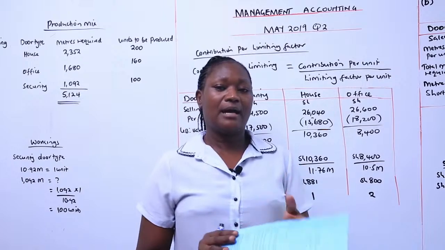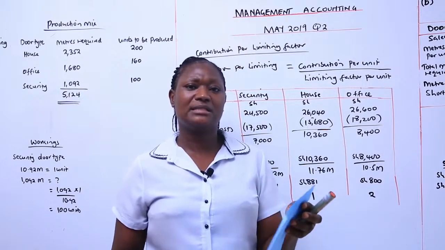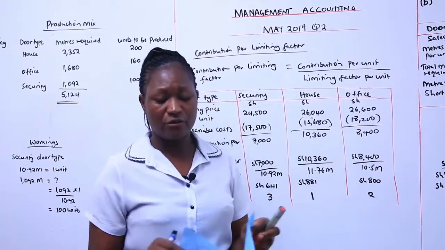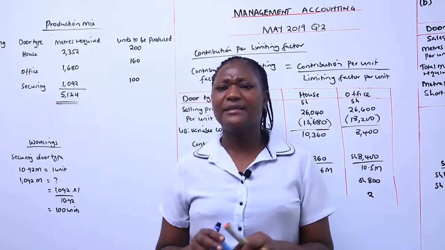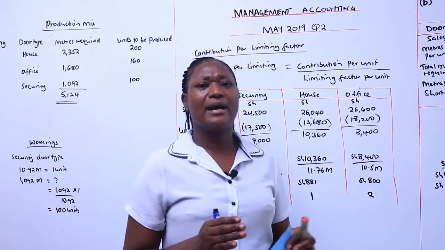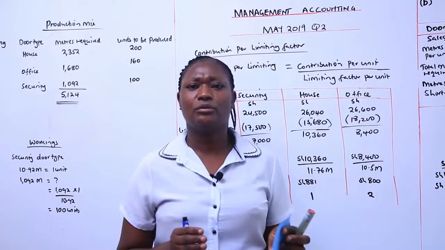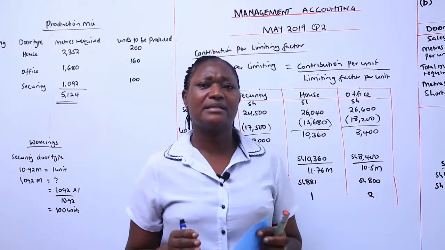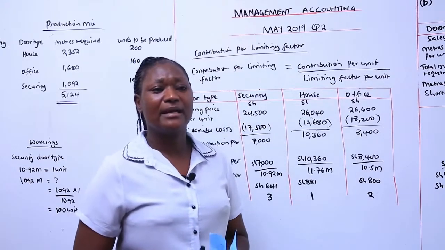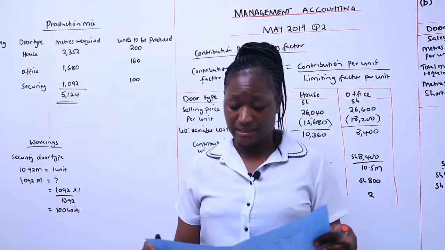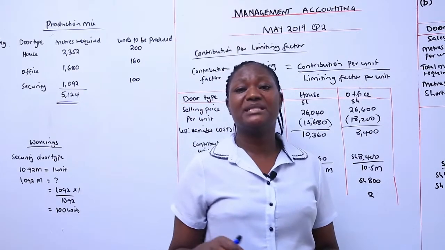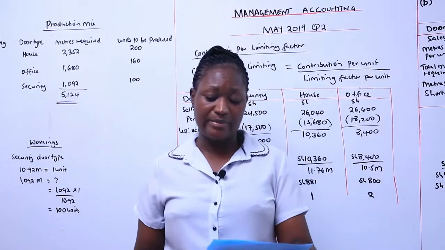And then for part 2, we have other decisions like make or buy decisions. We have acceptance or rejection of orders. Then we also have dropping a product. So you can read more on those other decisions that are likely to be set in the upcoming exams.